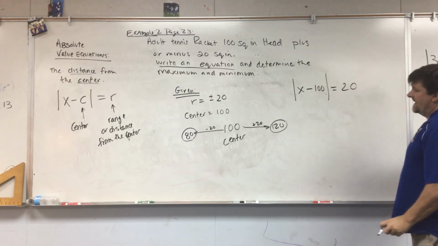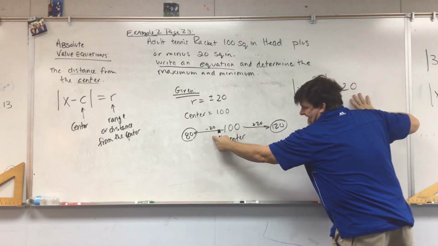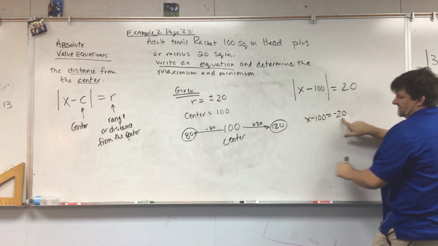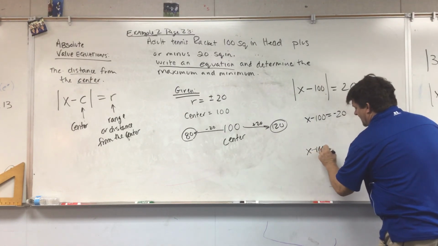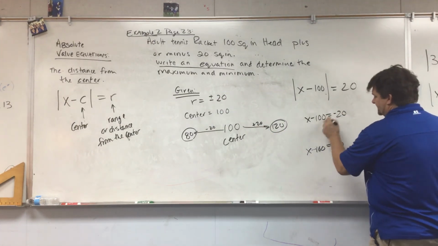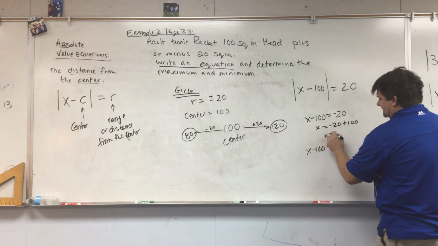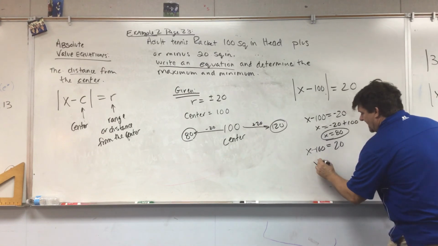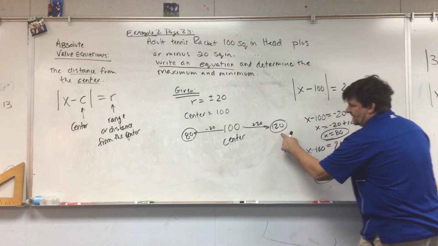So what does that mean? That means that from 100, I have a distance to the left, 80, so that's X minus 100 equals negative 20. There's my distance to the left. And I also have a distance, X minus 100, to the right, 20. Okay? So if we solve this equation, X equals negative 20 plus 100, X equals 80. There it is, right there. And if we do X equals 20 plus 100, X equals 120. There it is, right there.